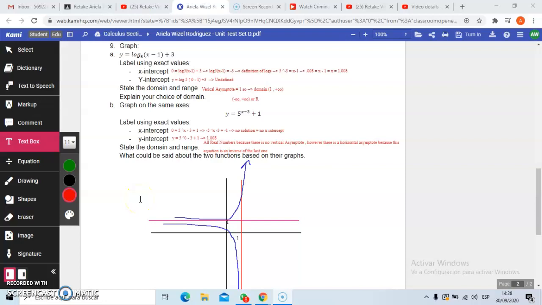I got cut off explaining the y-intercept. As I was saying, I had to turn all my x's into zeros so I can solve for y, and I couldn't solve the equation. The equation had no solution, so the y-intercept is undefined.